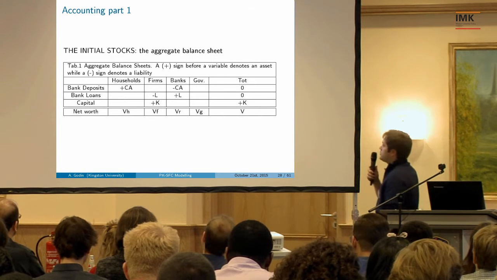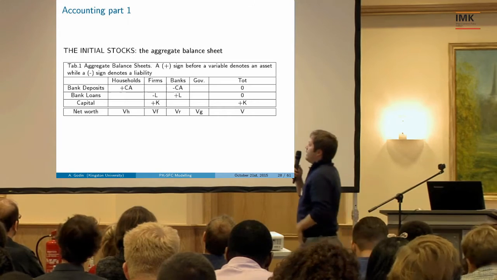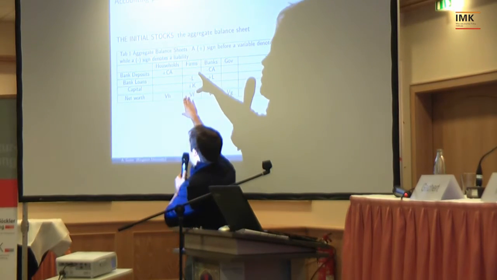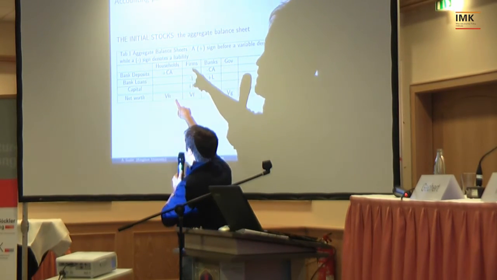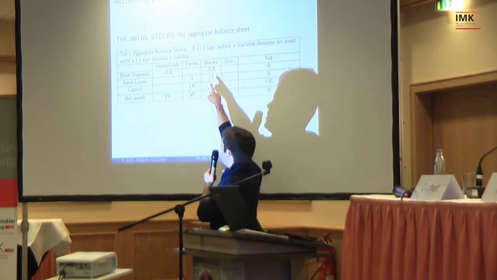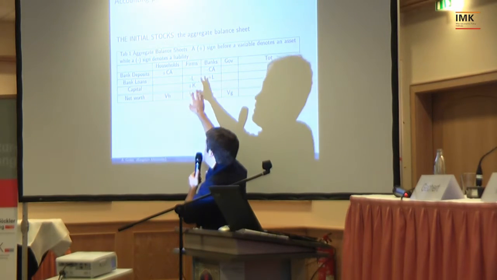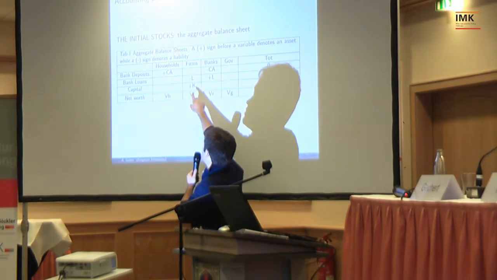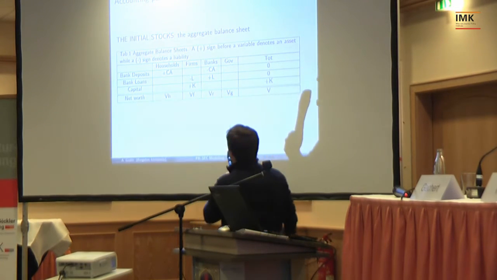So, for example, this could be a balance sheet. You might have that the households are holding bank deposits, and these are an asset for the households, and obviously there will be a liability for the banks. So that's why you have a minus CA. Maybe firms are borrowing from banks, so you have a minus L for the liabilities of firms and a plus L for the assets of banks.